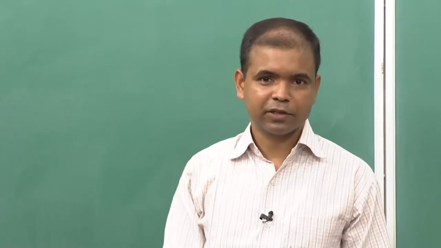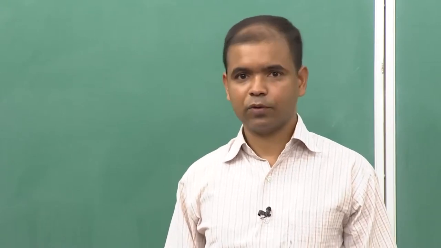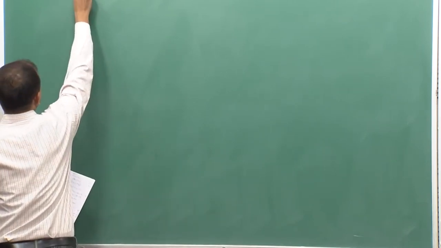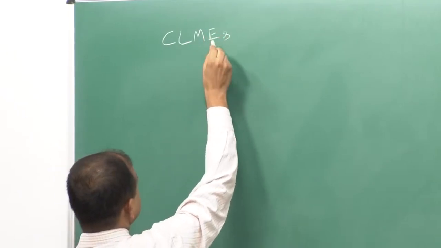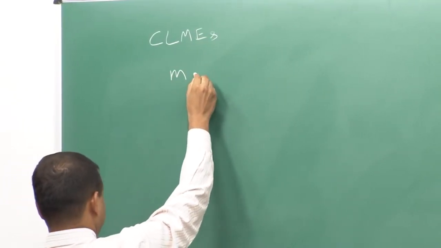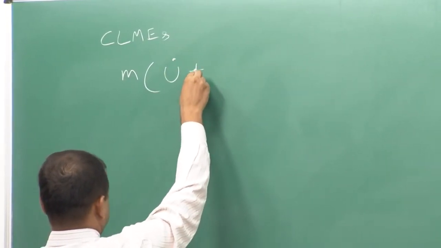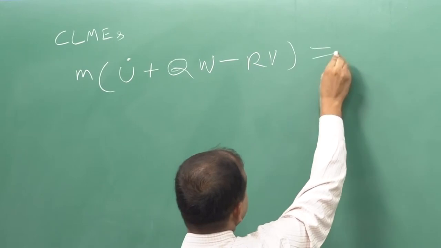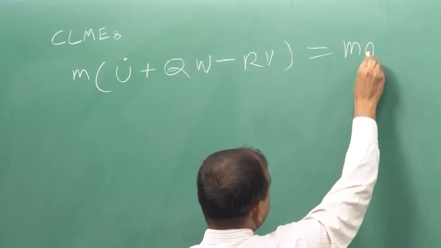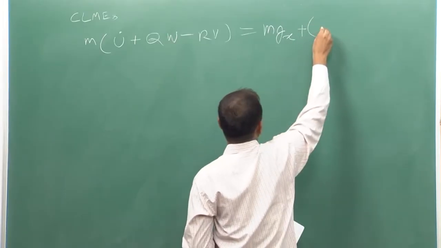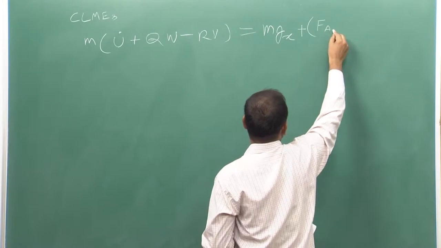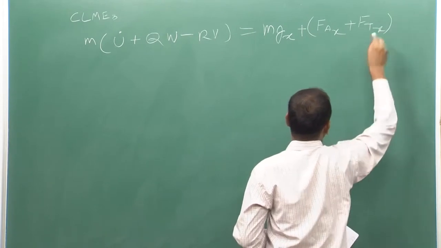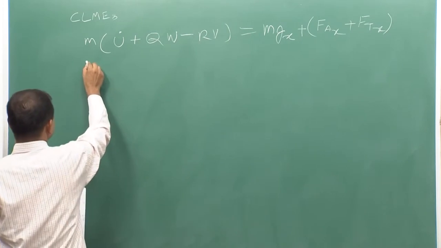The first is the conservation of linear momentum equation and the second set, conservation of angular momentum equations. If you talk about the conservation of linear momentum equations, we can write m u dot plus q w minus r v equals m g x, the gravitational force, plus F aerodynamics in x direction and thrust force in x direction.